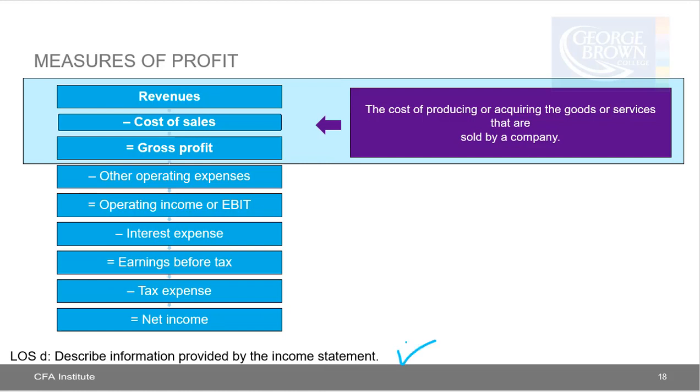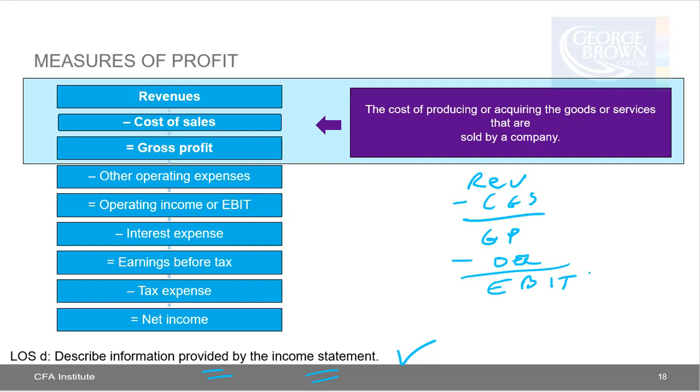Okay, moving on to learning outcome statement D, which is describe information provided by the income statement. So again, we're just going to look in a little bit more detail at the income statement, okay? So you can see here, and I want to show you that I can write this out fairly quickly in my own shorthand. Revenue minus cost of goods sold gives me my gross profit, okay, minus operating expense, just, you know, whatever nomenclature I want, is going to give me my EBIT, my earnings before interest and taxes, or my operating income, minus my I, which is interest, is going to give me my earnings before tax, minus T is going to give me my net income, okay?